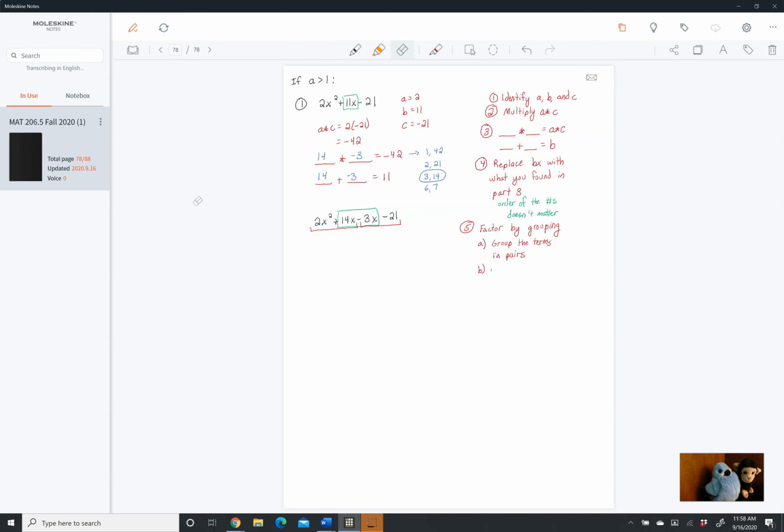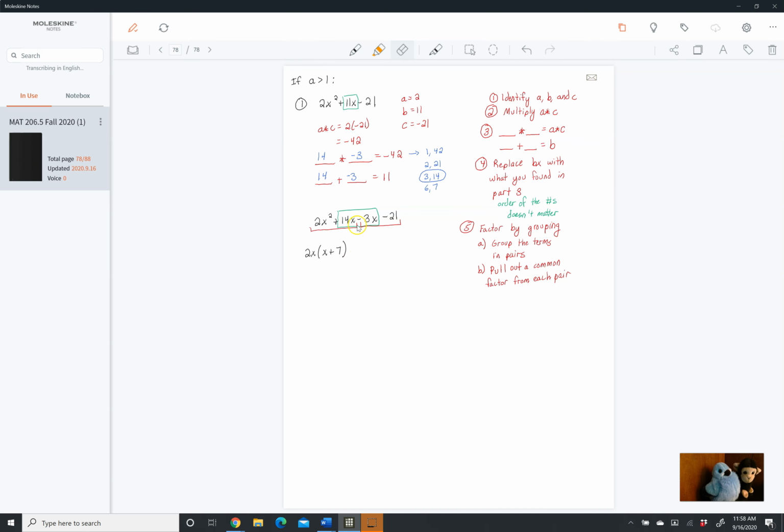Then you're going to factor out... I'm going to change the way I say this because otherwise it's not going to make sense. You're going to pull out a common factor from each pair. So from the 2x squared plus 14x, they both have an x in common. They also both have a 2 in common. We could pull out a 2x, and what we're left with is x plus 7.